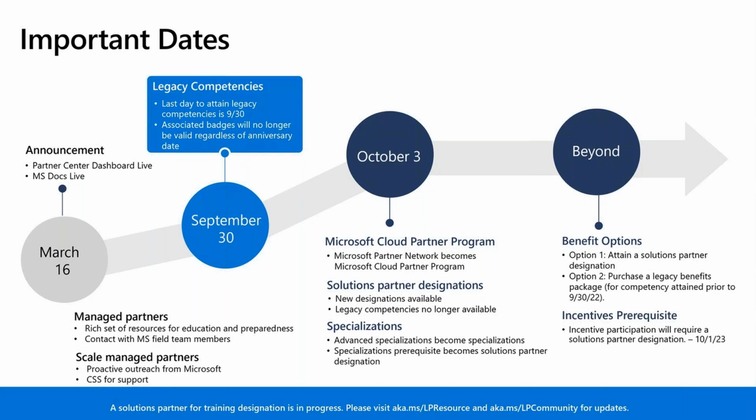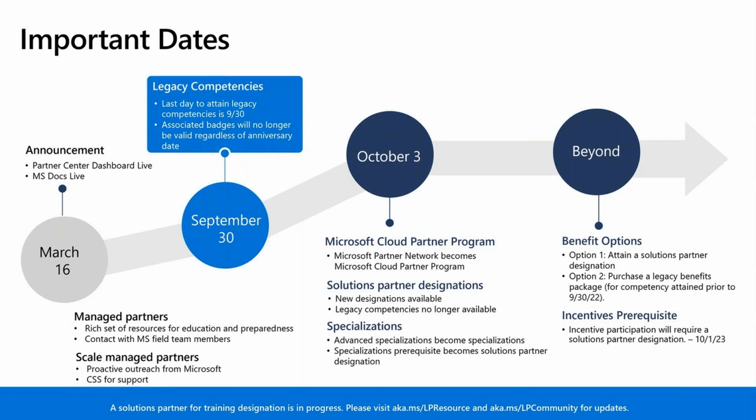You're able to renew the golds and the silvers that you've got now, and from the 3rd of October, if you hit the requirements for the new MCPP, you will transition across to it. You'll be able to generate the new logos. You'll be able to benefit from all the new licenses that you're getting and the increased amount of Azure credits, etc. That's obviously best case scenario.